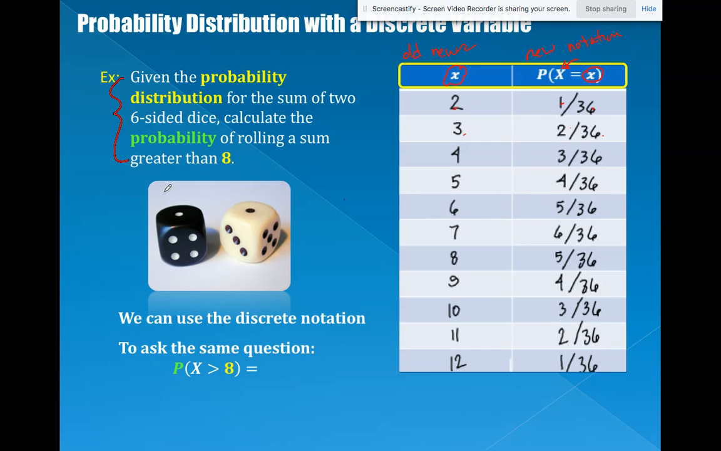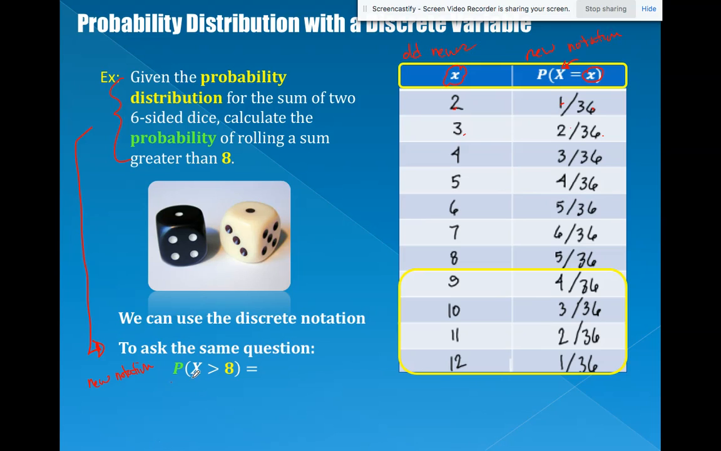So here is the question in English. Here's the same question. It's the same question, just with new notation. What is the probability, from my distribution, of X being greater than 8? Rolling a sum greater than 8.